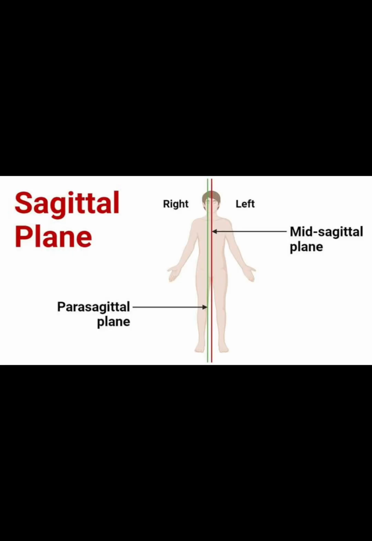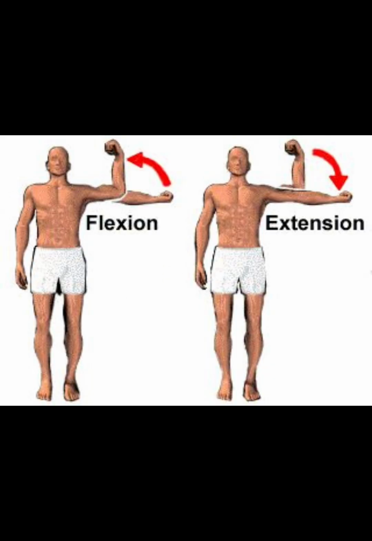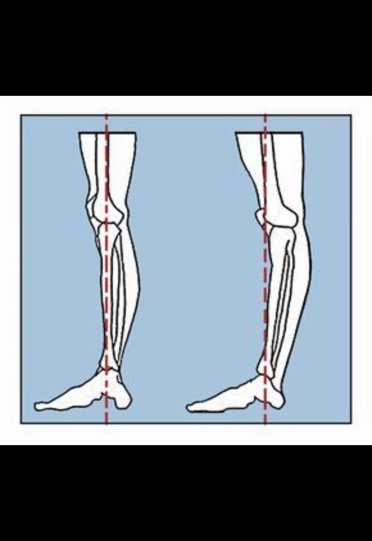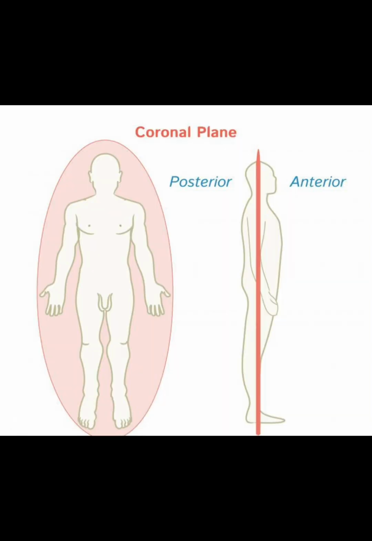Sagittal plane movements. These occur along the forward and backward axis. Flexion: a movement that decreases the central angle between two body segments. Extension: a movement that increases the angle, returning the joint to its neutral alignment. Hyperextension: extending a joint beyond its standard anatomical limit.